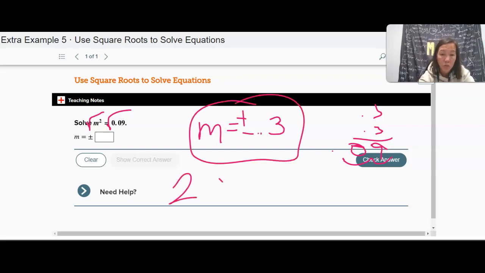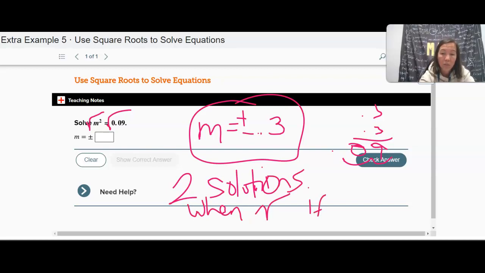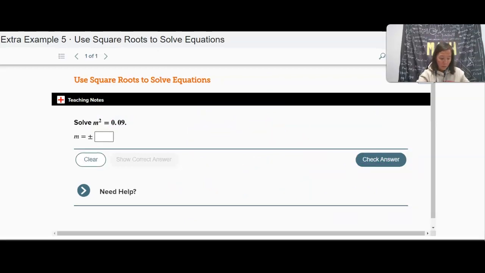So two solutions when you square root in an equation. Sorry, this is not working very well. Okay? Alright, a couple more things.